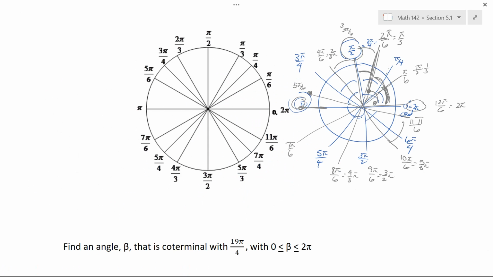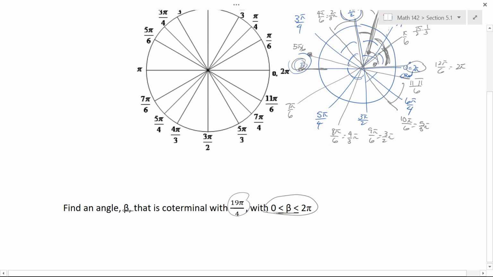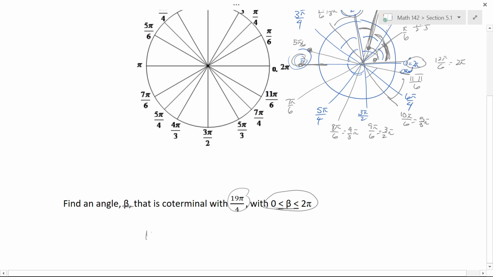So let's find an angle beta. That's the Greek letter beta. That's coterminal with 19 pi over 4. 19 pi over 4 is kind of a pain in the neck to find. Okay. I'd like to make that a number that's more reasonable. So I want to find one that's coterminal with 19 pi over 4, but between 0 and 2 pi. Instead of going around a lot of times, I'm going around some times. Okay. So 19 pi over 4.